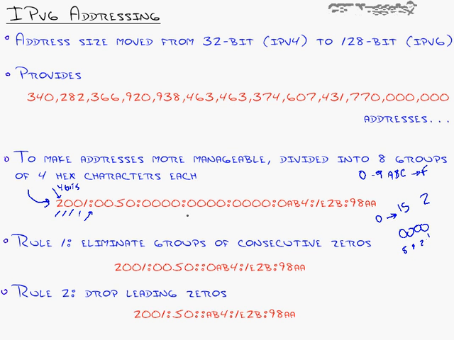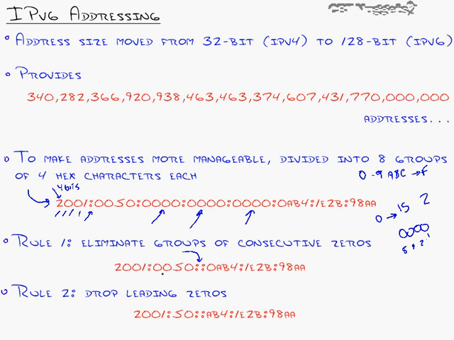Now, to make it more manageable, we have 2 rules that help us shorten these IP addresses. First off, you can eliminate groups of consecutive zeros one time in the address. Look right here. You can see that the address has all zeros, all zeros, all zeros for 3 whole octets, and IP version 6 allows us to shorten those by putting a double colon.